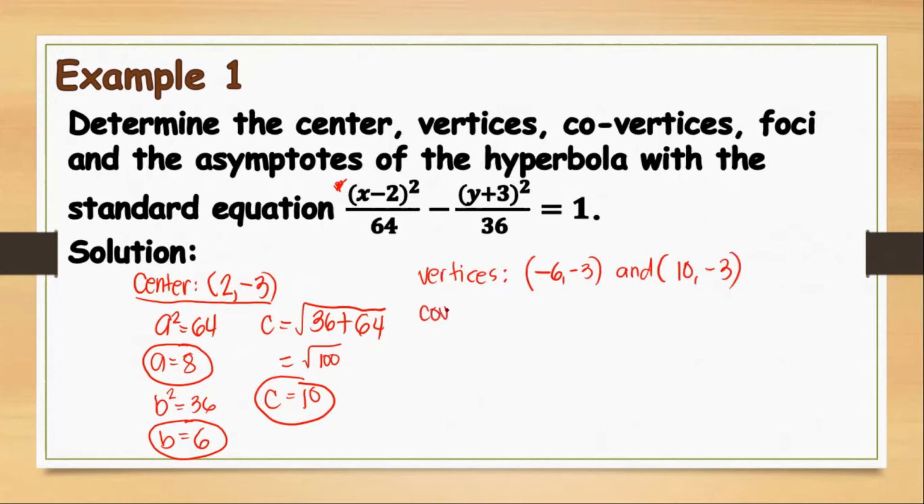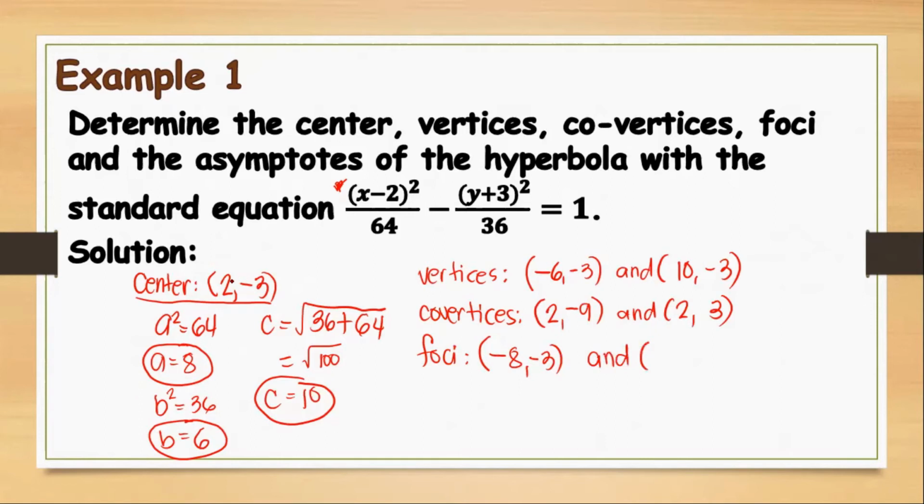Let's find the co-vertices. For co-vertices, there is a change in y. So we copy 2, and -3 minus 6, that's -9. And the other one, that is (2, -3 plus 6), that is positive 3. So this will be the points of our co-vertices. For the foci, we have a change in x also. So that is 2 minus 10, we have (-8, -3), copy your -3, and 2 plus 10, we have (12, -3).